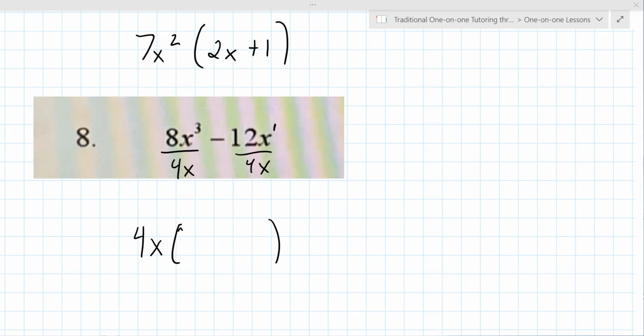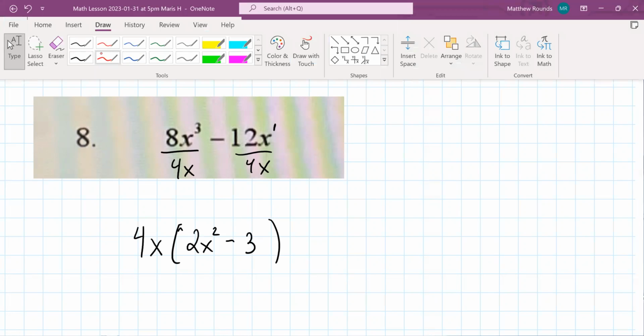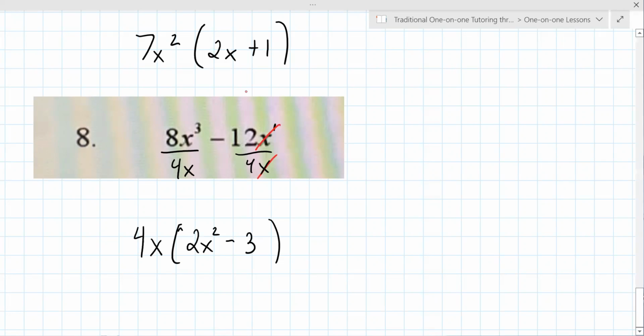4x in parentheses 2x squared minus 3x. Just 3, because the x's cancel. Yeah, they cancel. And if you're crossing them out, that's good. Some students cross it out and they put a 2 there. All right. Let's look at the next one together.